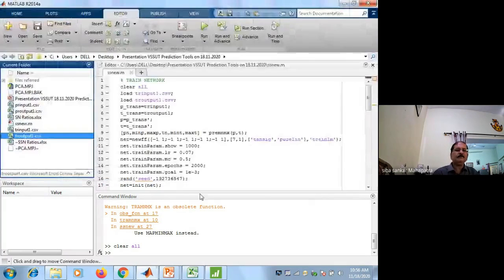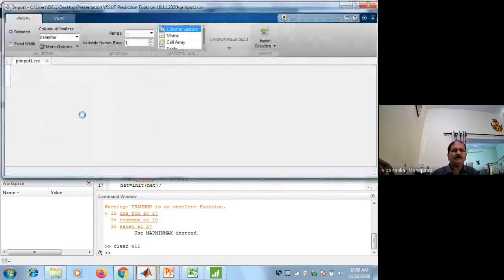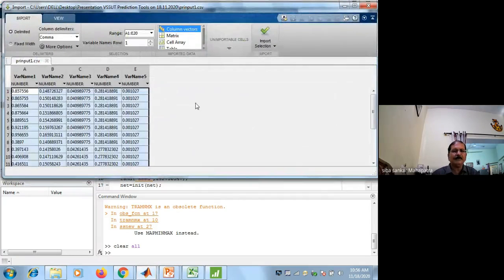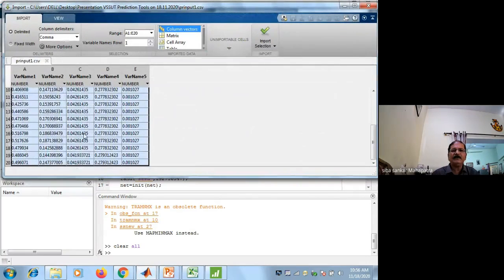Now, the next is we have the training data, input data and the output data. Similarly, you have the testing data. So that is PR input 1. There are 5 input variables, and 20 data points we have given, and the network will, if you give the input, predict the output automatically.